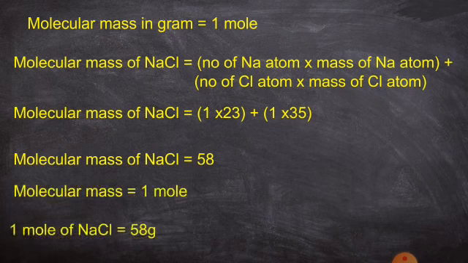If you want to take 1 mole of NaCl, you can go to a lab, then take 58 gram of NaCl with the help of a physical balance or chemical balance. By using a chemical balance you can measure 1 mole of NaCl, that is equal to 58 gram.